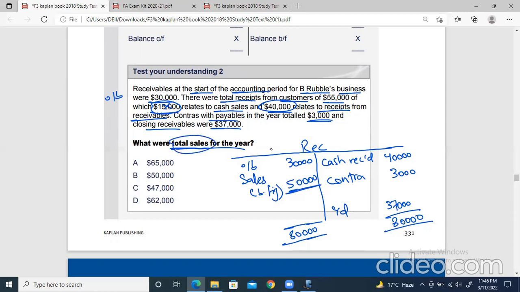We needed to find the total sales, right? Total sales includes the credit sales as well as the cash sales. Now the cash sales, you can see this 15,000, is already given in the question, so we don't need to calculate it. So 15K is the cash sales and the credit sales are 50,000. We calculated the 50K using this receivables account because it only relates to credit sales, not the cash ones. So 50 plus 15 gives us a total answer of 65,000. These are the total sales.